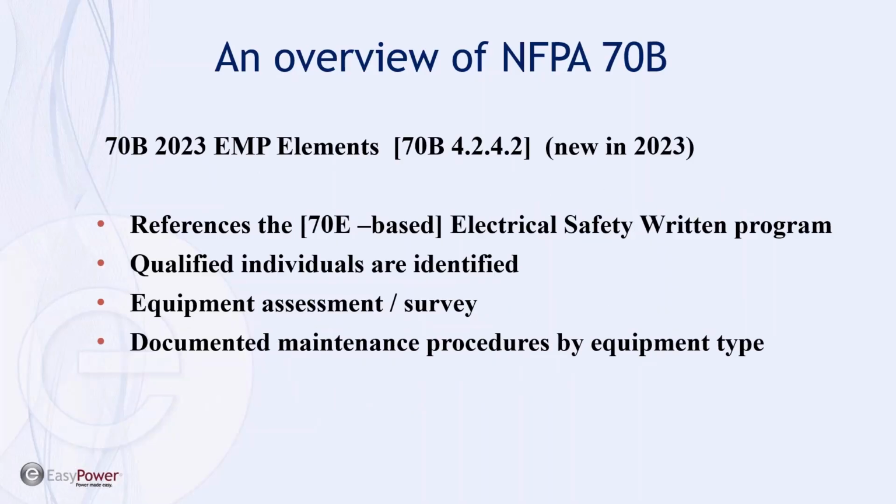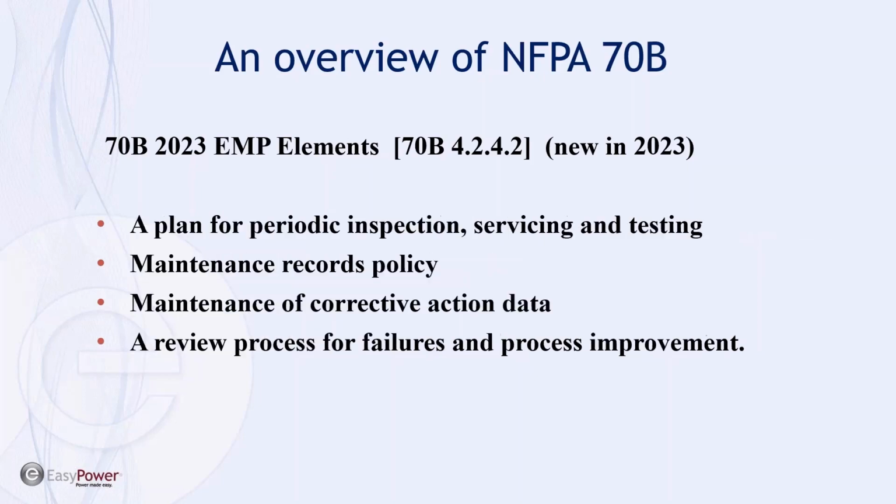Again, a written electrical safety plan is actually referenced within 70B. Qualified individuals are identified, equipment is surveyed, and maintenance procedures are documented by equipment type. All of those are things that should be in the electrical maintenance plan.